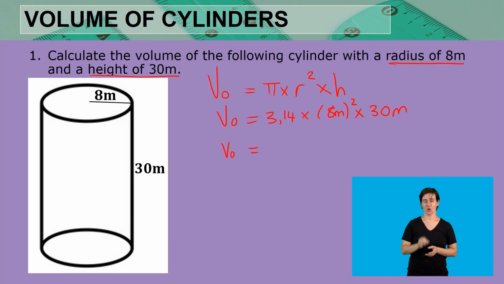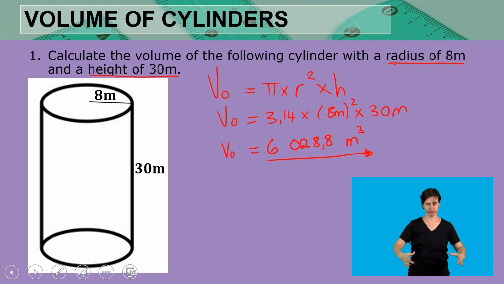So what is 3,14 multiplied by 8 meters squared multiplied by 30? Yes, if you have there 6,028,8 meters cubed, then you are absolutely correct, because that is the volume of our cylinder.